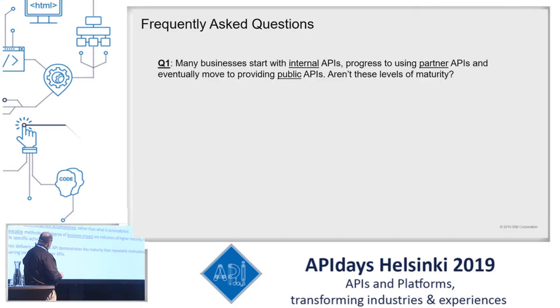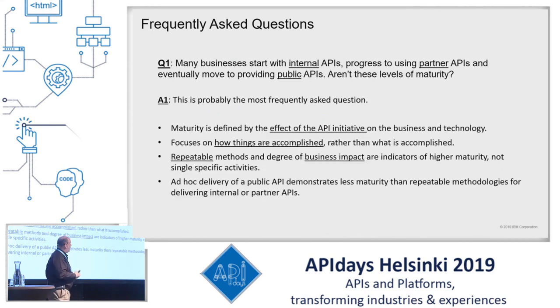So what we thought about when we put together the model was the repeatability of what you're doing. The maturity is defined by the effect of the initiative on the business. It's not about getting something out the door, right? It's about the methodology. Do you have a repeatable methodology? How are you doing this? The approach that you're using to do it, is it something that you can do again? Is it repeatable? And then finally, the ad hoc delivery of public APIs really is not a way to define maturity, right? So that was probably the most common question that we get asked about maturity: isn't this observational thing that we see people doing, internal first and then partner and then public, maturity? And the answer is no, it's not.